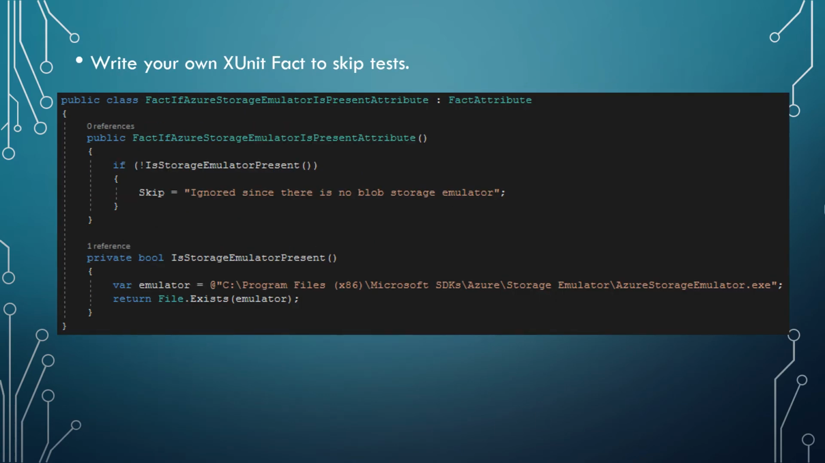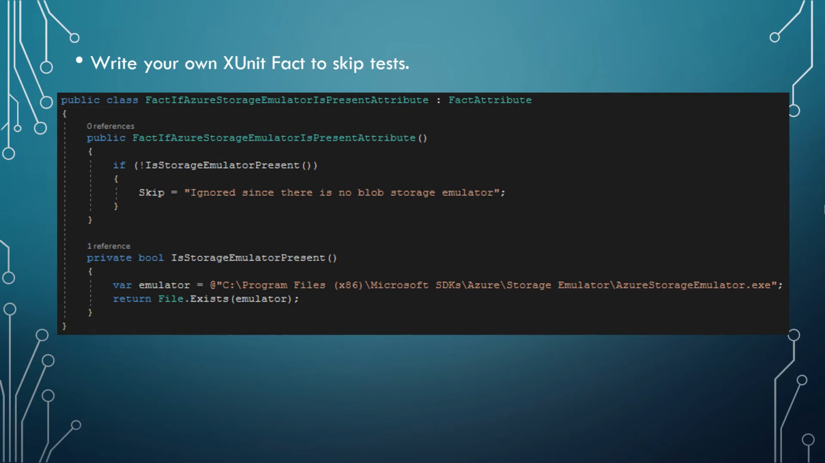In xUnit, you can also have your own attributes. So instead of using fact, you can write your own attribute, derive it from the fact attribute. This lets you check for some preconditions, so to decide whether you want to actually run the test or skip it. In this example, I only want my unit test to run if the SQL storage emulator is present, and I check for it by checking for the existence of that particular exe. Then the test just runs the exe, and then I have the emulator and I can run the test.